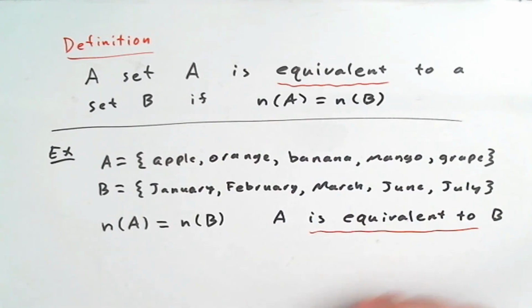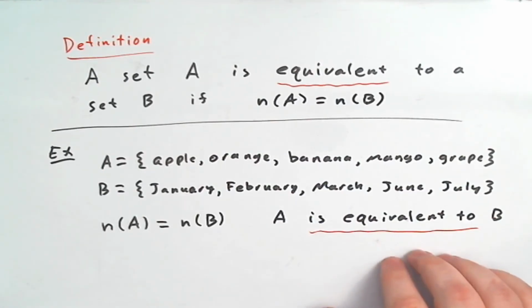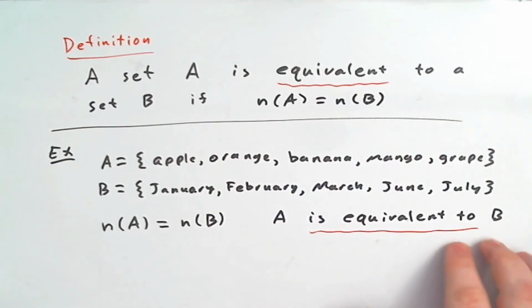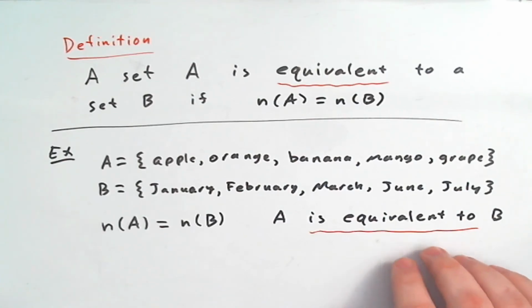We don't necessarily have a special notation for this. There might be special notations in certain contexts, but we won't necessarily use one. If their cardinalities are equal, then we say that the sets are equivalent. Not equal, but equivalent. So equivalence deals specifically with the cardinality of the set.